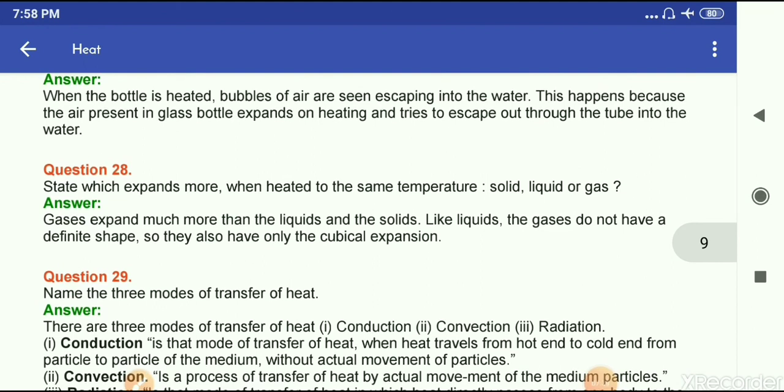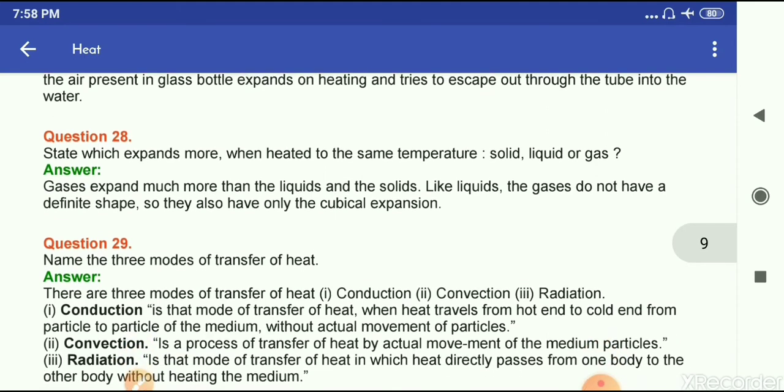Question number 28. State which expands more when heated to the same temperature, solid, liquid, or gas. Gases expand much more than the liquids and the solids. Like liquids, the gases do not have a definite shape, so they also have only the cubical expansion.